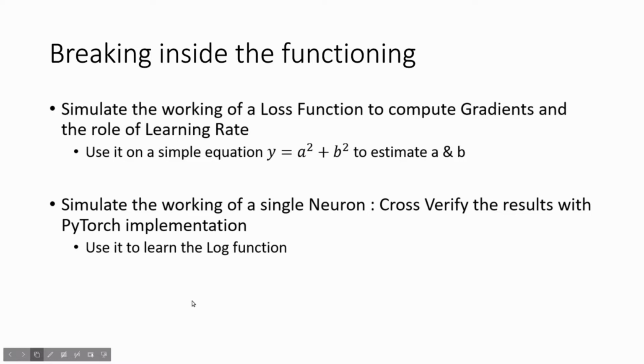So a neuron has, as you would be knowing, a weight and a bias parameter. So how the weight and bias parameters get updated, and we will use a log function as a data set. Okay? And of course we'll show this simulation live to you, how the weights and biases are updated in this case.